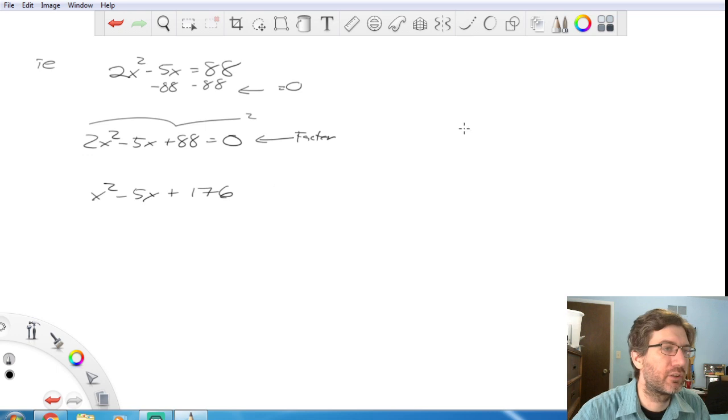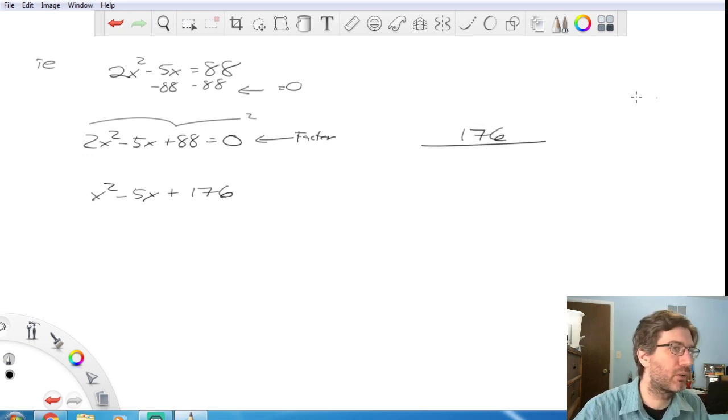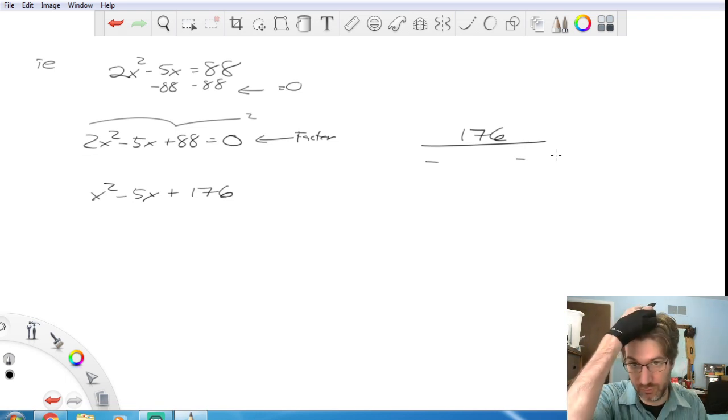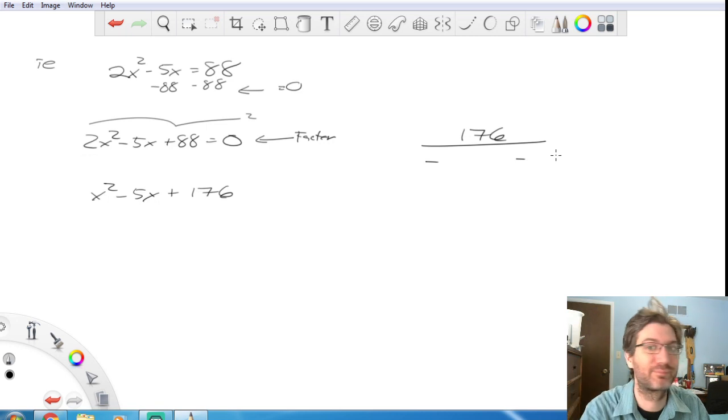And now you've got to sit there and figure out the factors of 176. So if you find it before me, let me know. This is positive, so signs have to be the same. This is negative, so the signs have to be negative. And hopefully this one works, because I think I did just make these up. But let's see what happens.